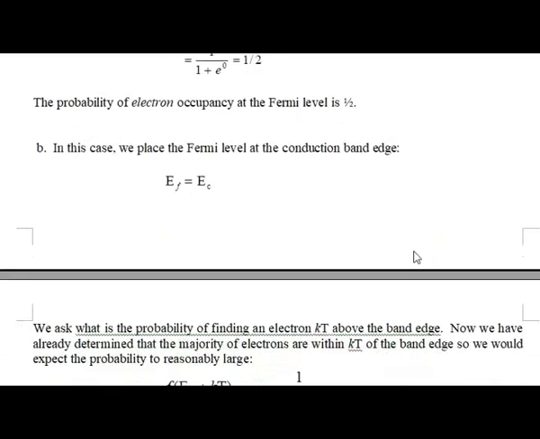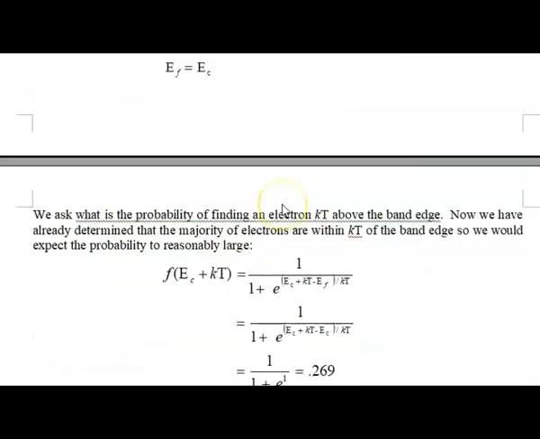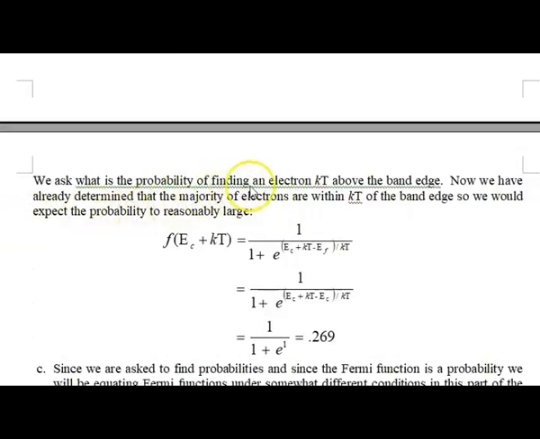Now for part B, we place the Fermi level at the conduction band edge. So we say the Fermi level is equal to E sub c, and we ask what is the probability of finding an electron kT above the conduction energy band edge, E sub c. Okay, now we have already determined that the majority of electrons are within kT. That's a restatement of what we mentioned just a minute or so ago. So we will expect this probability to be reasonable.